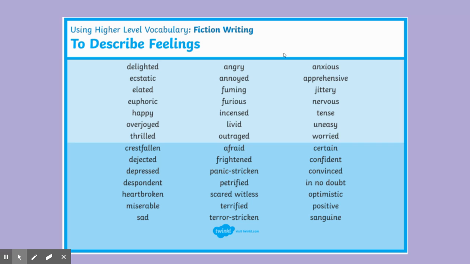You've got higher level vocabulary here, so it's like Year 6 and 7 vocabulary to describe feelings. If you can include some of these, absolutely amazing. You can also use the thesaurus to look up some of your own as well. Remembering though, please, that if you do not know what some of these words mean, just get yourself a dictionary and look it up. It's really useful.